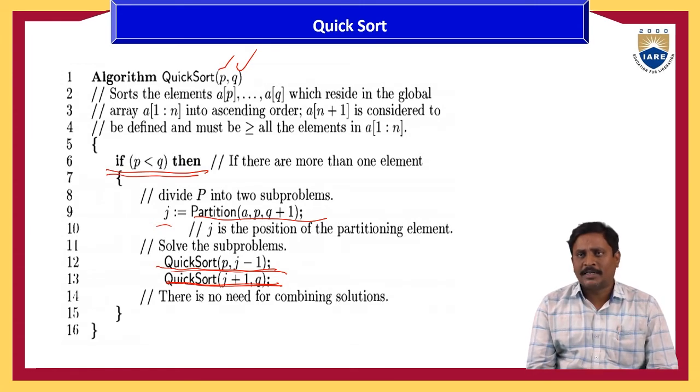If the left side element is greater than the right side element, we interchange the values by using the interchange algorithm. So the interchange algorithm is used in the partition algorithm. In this way we sort the elements by using the quicksort algorithm.